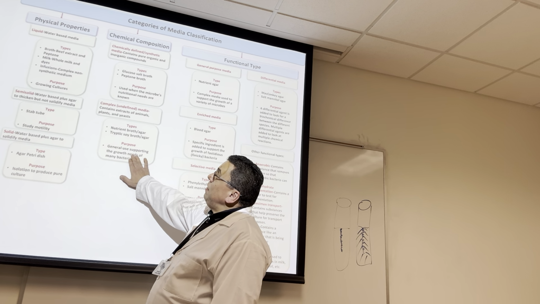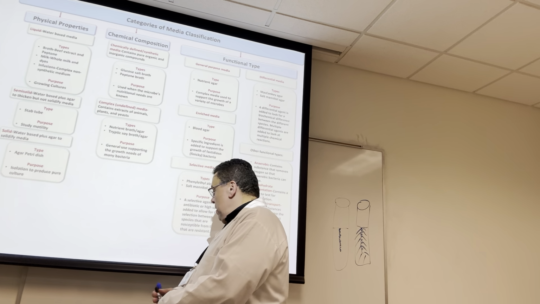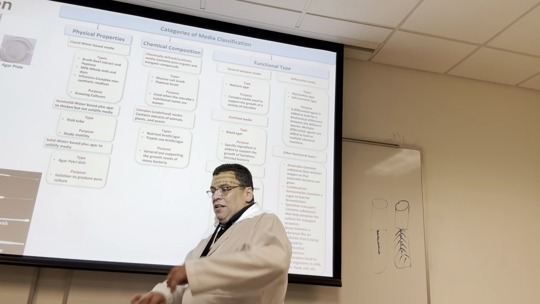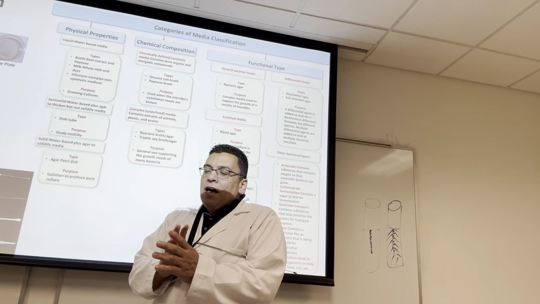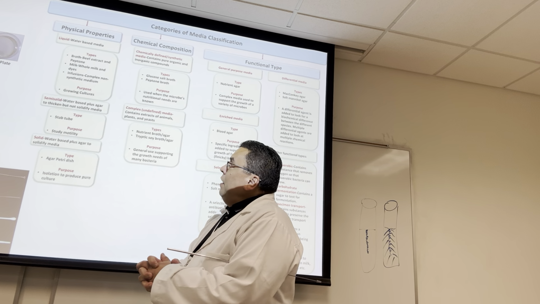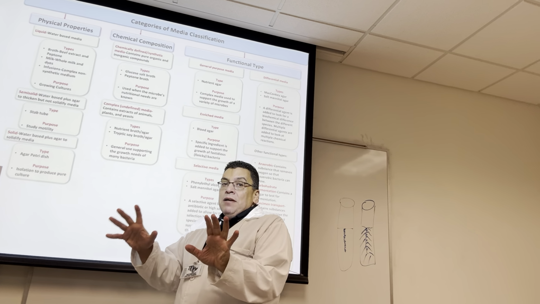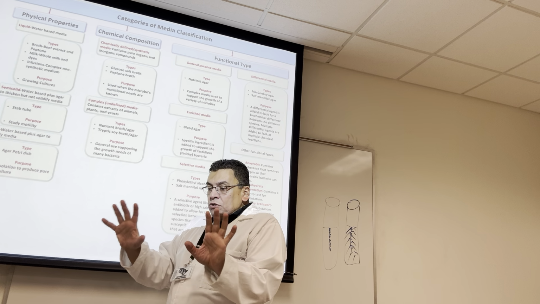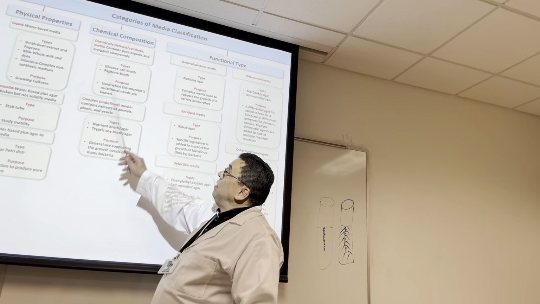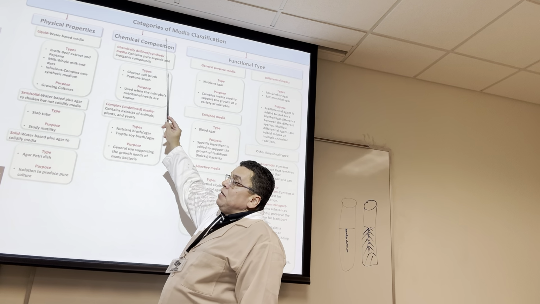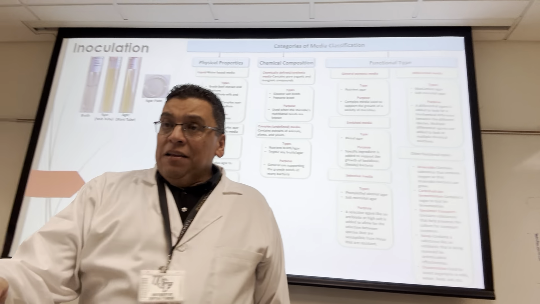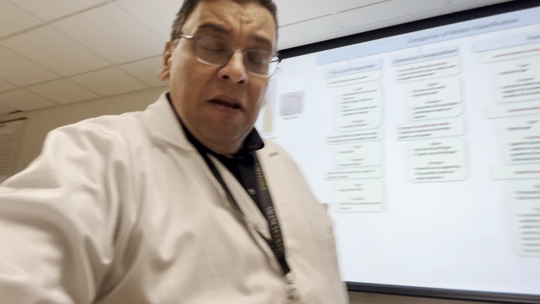Okay, let's go over here. The type of media. There are a lot of different kinds of media, a lot of them. But we broadly categorize them under two categories. One is chemically defined synthetic media. So what is that? Chemically defined synthetic media.